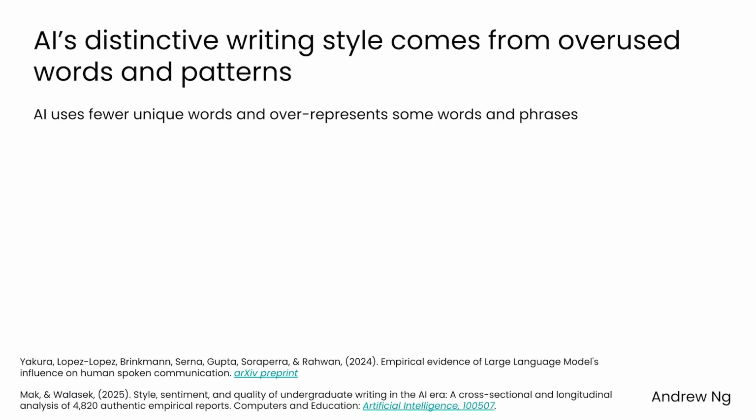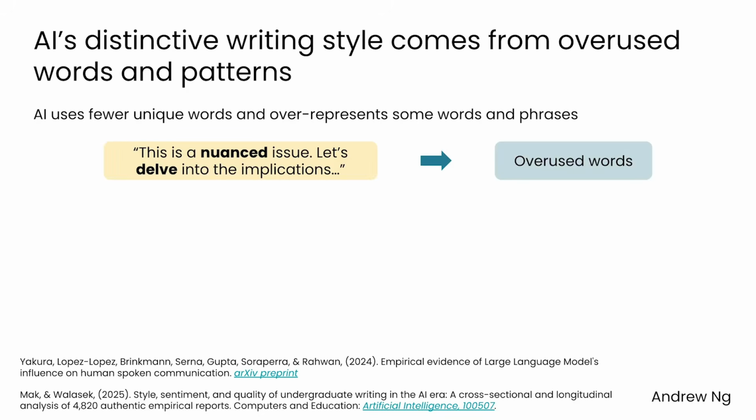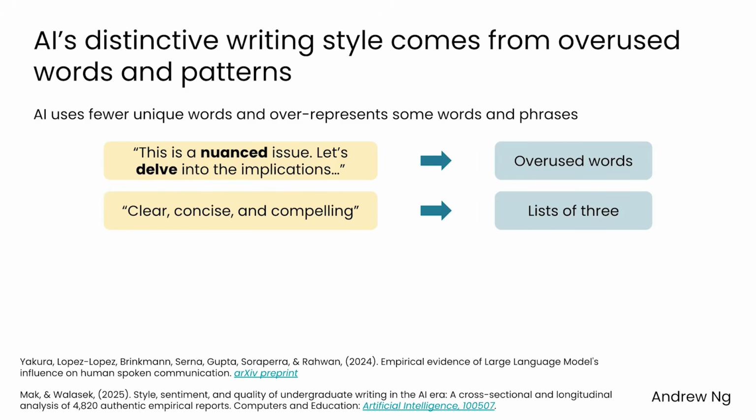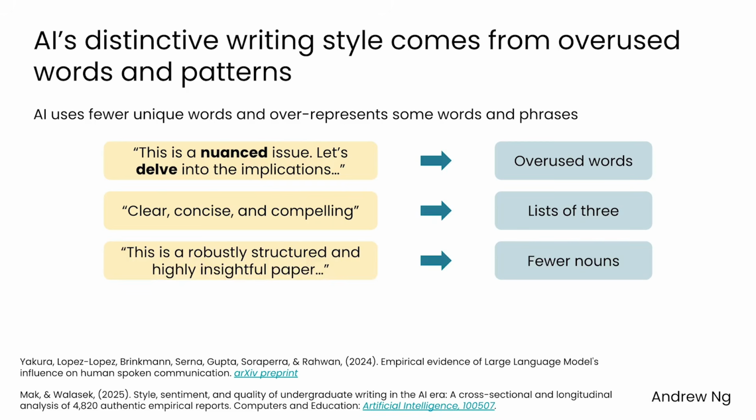AI's distinctive writing style comes from certain words and patterns that it tends to overuse. AI tends to use fewer unique words and overrepresents some words and phrases. For example, AI tends to overuse the words "nuanced" and "delve." And it tends to use lists of 3 more than most people will. And it tends to use fewer nouns, leading to phrases like, "this is a robustly structured and highly insightful paper."